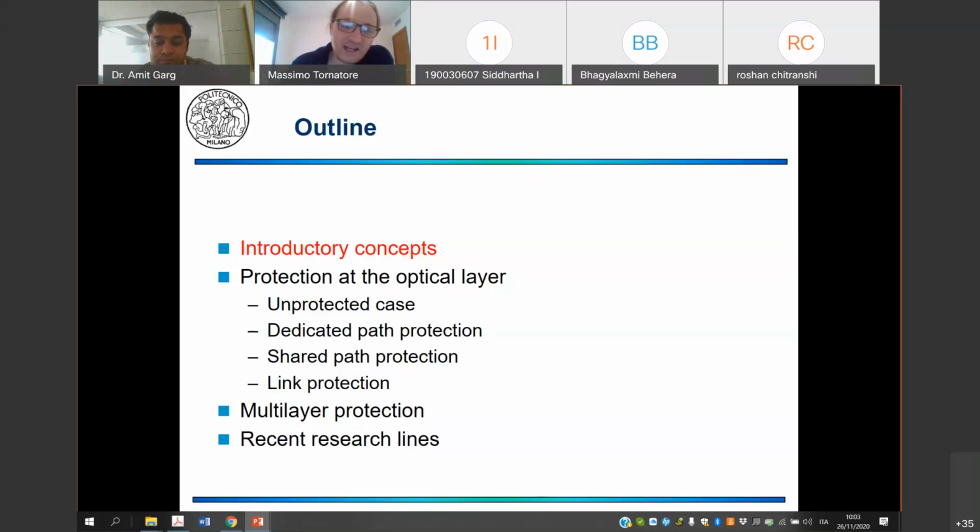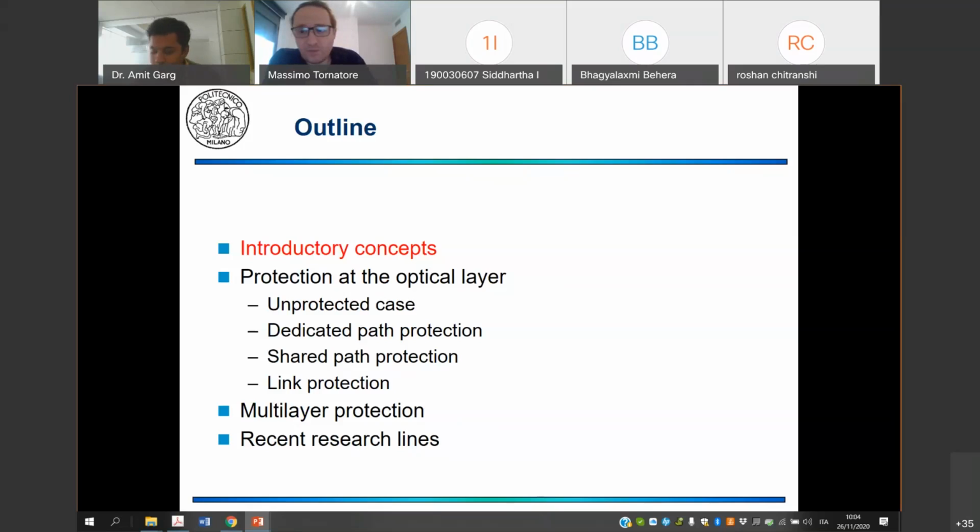And then I start with the protection at the optical layer. There are some very well established mechanisms for protection at the optical layer that go under the name of dedicated path protection, shared path protection, link protection. These are the main families, the main approaches for protection at the optical layer. And I'll try to discuss a little bit the pros and cons of these approaches.